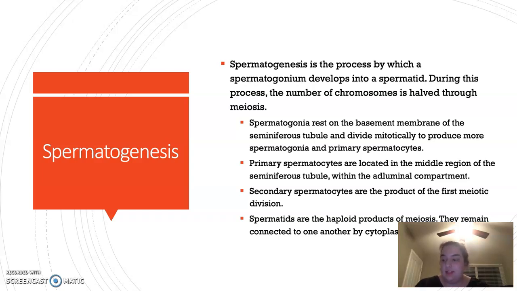Secondary spermatocytes are the product of the first meiotic division. These have 23 pairs of chromatids. And this stage is very short-lived and ends with the second meiotic division. Spermatids are the haploid products of meiosis. They remain connected to one another by cytoplasmic bridges, and these bridges result from incomplete cytokinesis and allow for synchronous maturation.